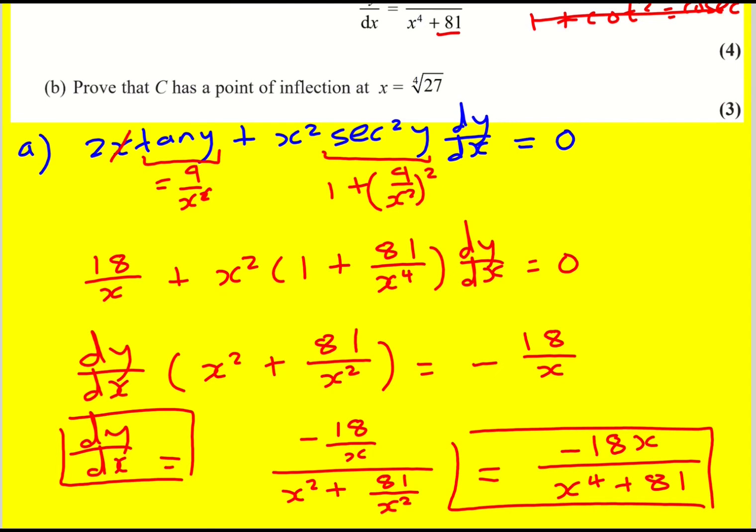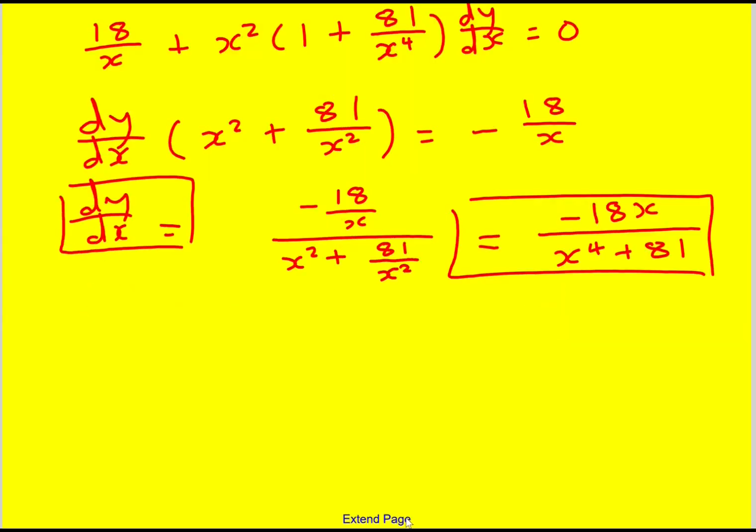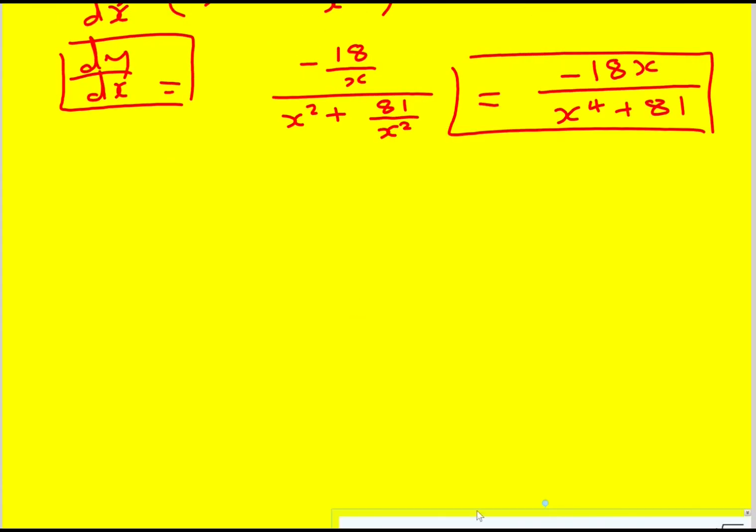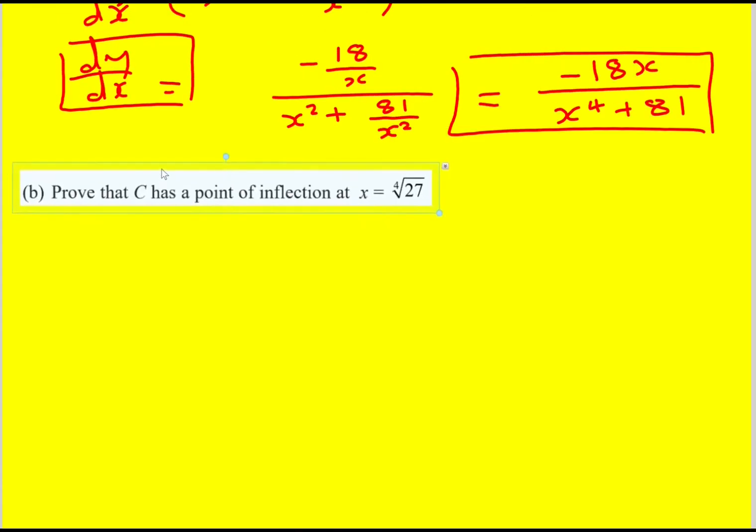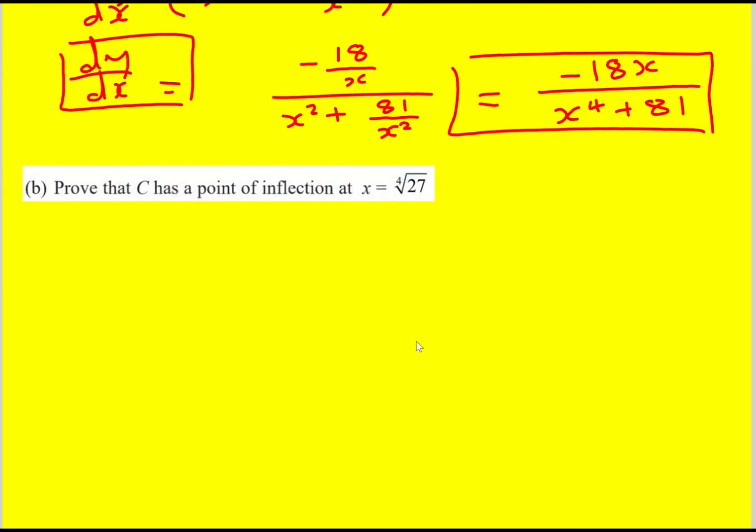Okay, not the easiest, it has got to be said, but we've managed to find dy by dx by using implicit differentiation and then subbing in some trig that we knew the original equation was in terms of. In part B, we're then asked to prove that C has a point of inflection at x equals the 4th root of 27. This means we're looking for where the second derivative changes sign.